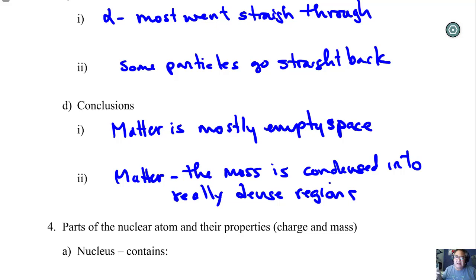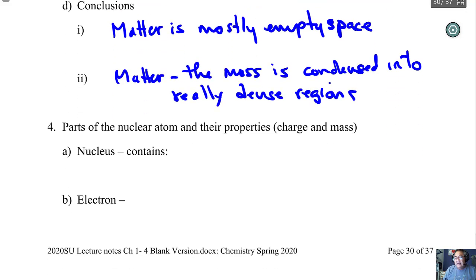But matter has mass, so that mass has to go somewhere, right? And so when these particles would hit these really massive areas, the alpha particle would bounce straight back, right? This is why we understand the nature of matter as having a nucleus in it. So this is where we get the idea of the nuclear atom. The nucleus of the atom is where all the mass of an atom is.